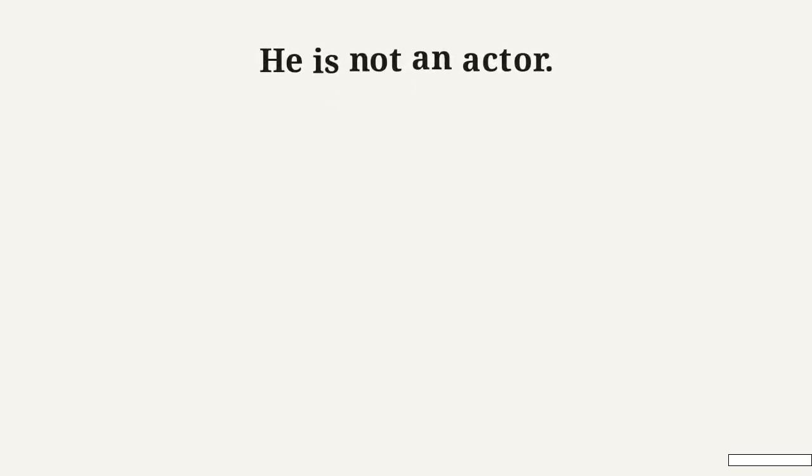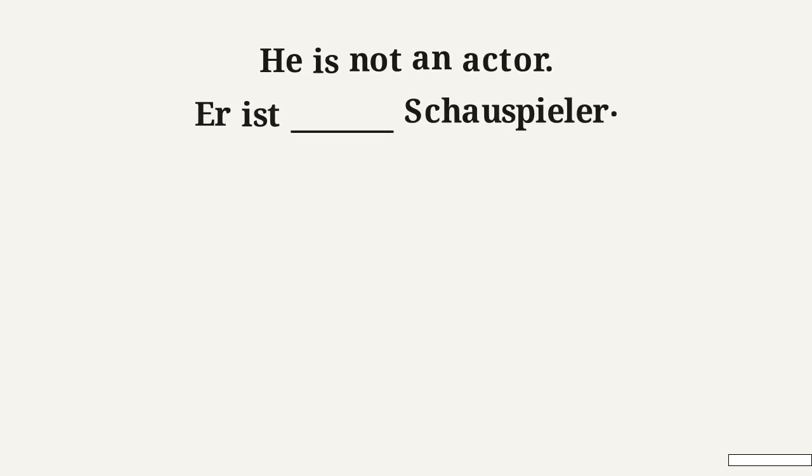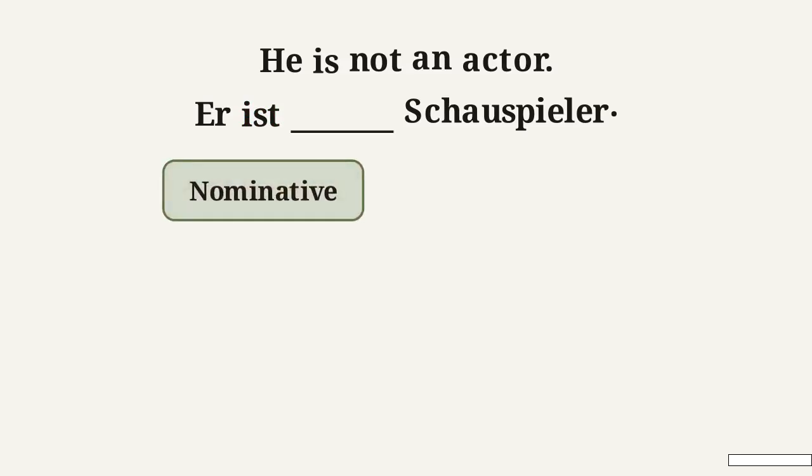Now we solve the final translation problem. This graphic displays the sentence, he is not an actor. Below it is the German target. Ist blank Schauspieler. Step 1. Identify the verb. Ist comes from sein, to be. That is an equal sign verb, which immediately locks our missing article into the nominative case.